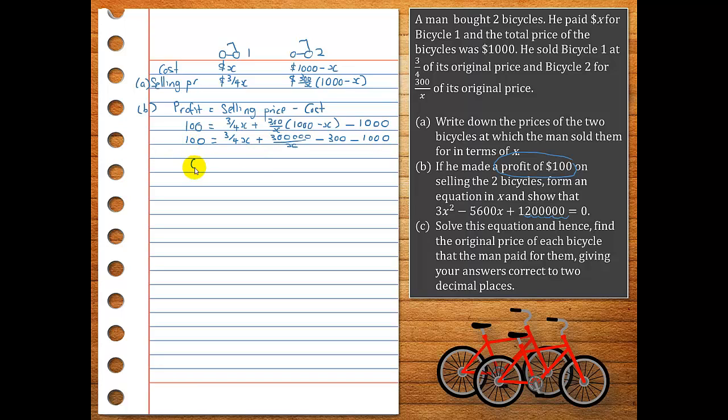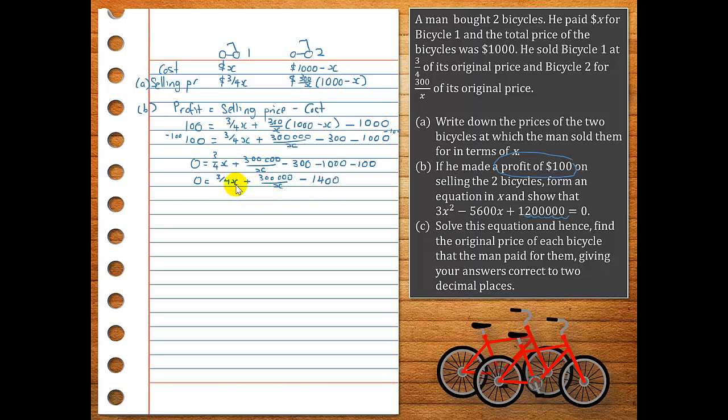So let's subtract 100 here and subtract 100 here. In case we forget, let's write this down. So we will have 3 over 4 x plus 300,000 over x minus 300 minus 1000 and minus another 100. Now, let's group all these common terms together. We will have 0 equals to 3 over 4 x plus 300,000 over x, subtract 1,400.